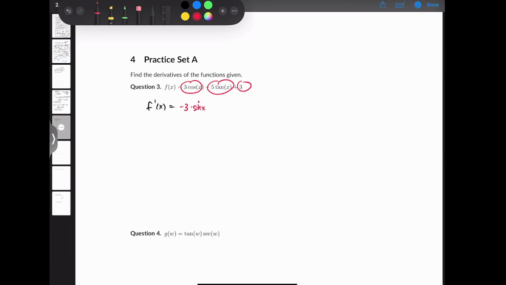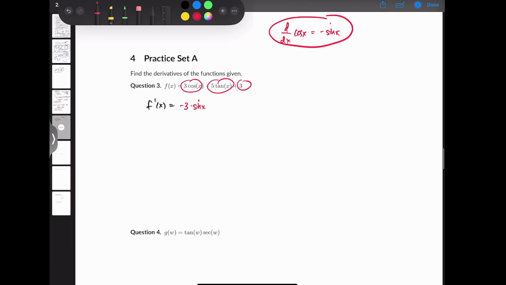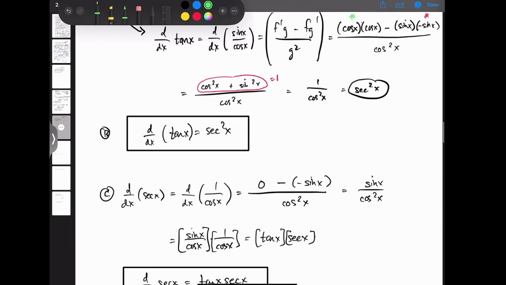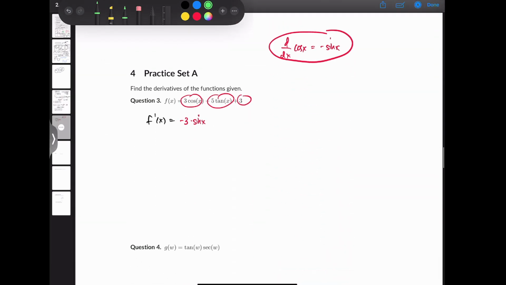sine of x, right? Why? Because the derivative of cosine equals negative sine x. So that we use here. Tangent x, right? The derivative of tangent we said was secant squared, right? So this becomes negative 5 secant squared x because of that proof we did above.